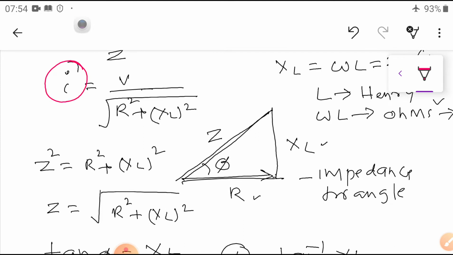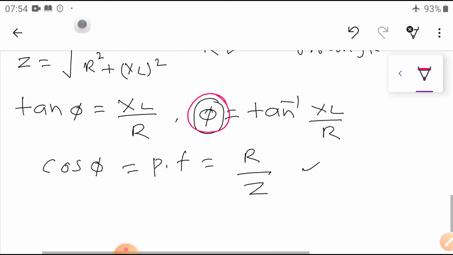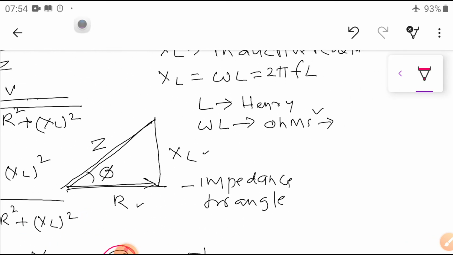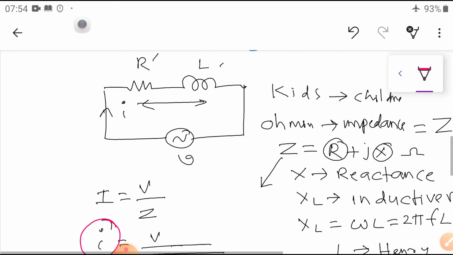What is the current value? Then what is its phase angle and what is the power factor? I can easily calculate it. Okay, so what is the relation in this case? Here both resistance and inductance are connected.